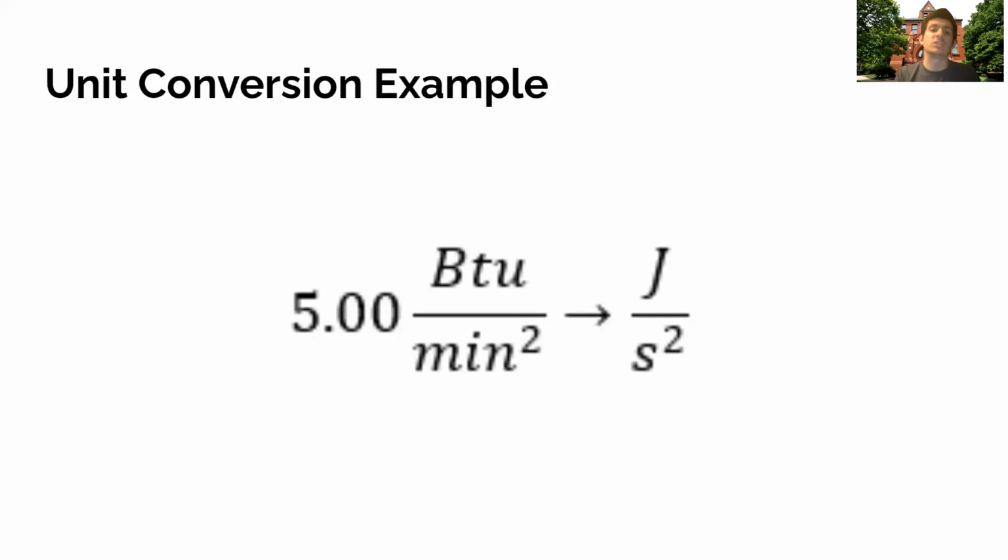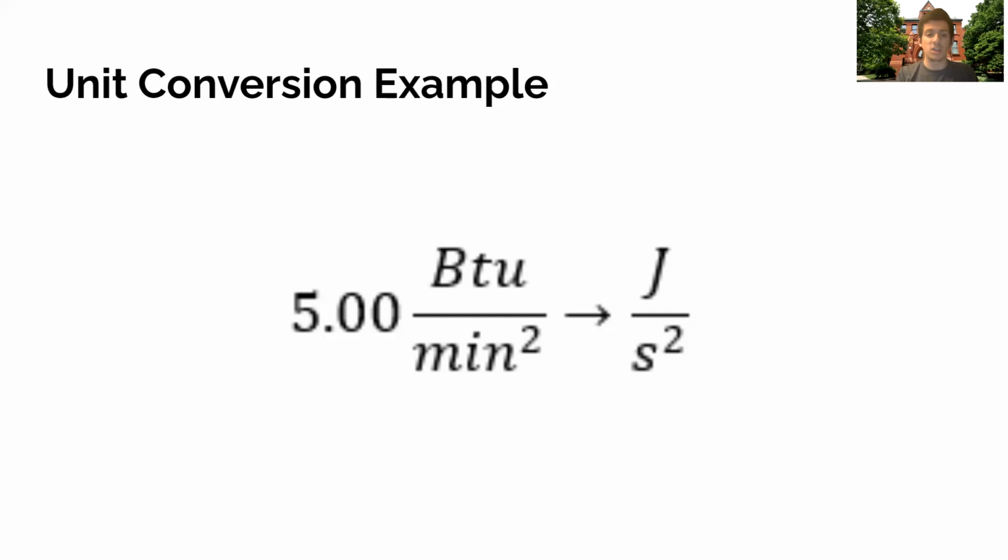So really quick, we're going to just quickly go through a unit conversion example. Let's go ahead and take 5.00 BTU per minute squared. Let's convert that to joules per second squared. So the most important thing about unit conversions is basically starting with one unit, one of the quantities, converting that one to the other one that's necessary, and then starting with the second one. So it's really just a matter of picking your order, picking which unit to convert first.